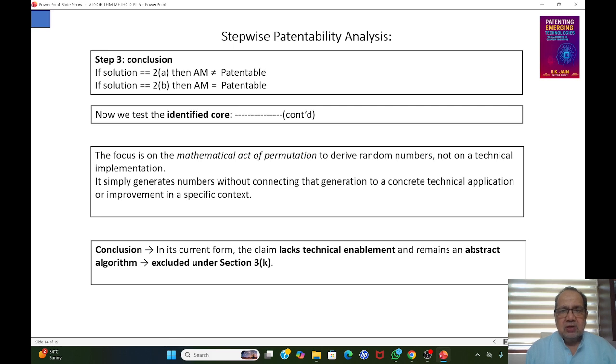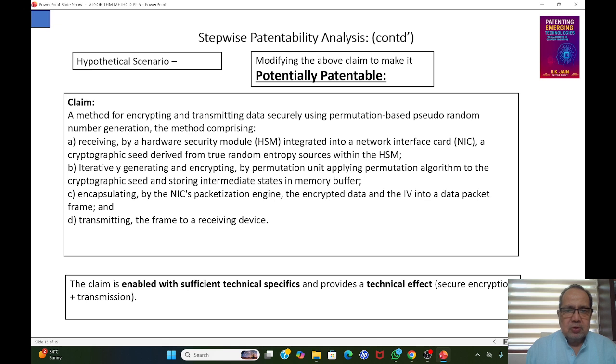So here we have taken a claim and analyzed it completely by the methodology as prescribed under the CRI guidelines to determine that it is non-patentable. But the question would arise in paper 2, where the examiner could ask you how to make it potentially patentable. To make it potentially patentable, you need to do two things. Firstly, you have to remove the idea of abstractness from this, and you have to introduce the concept of technical enablement so that it provides a real world solution.